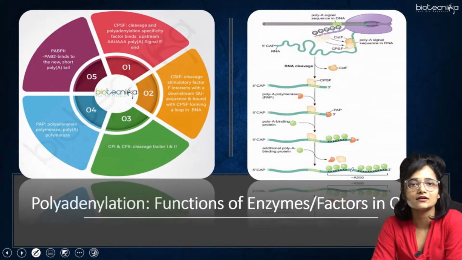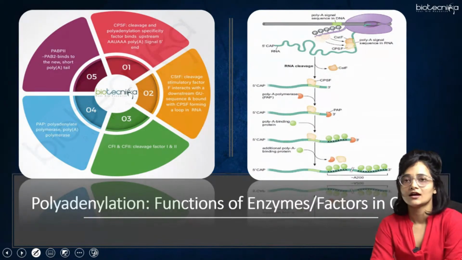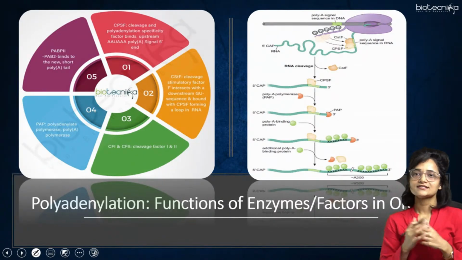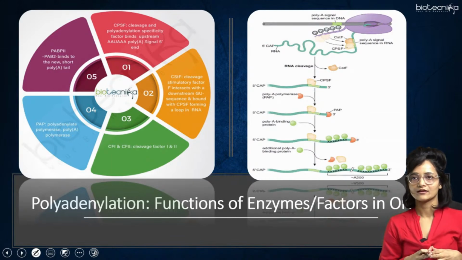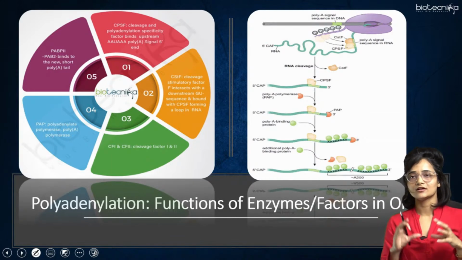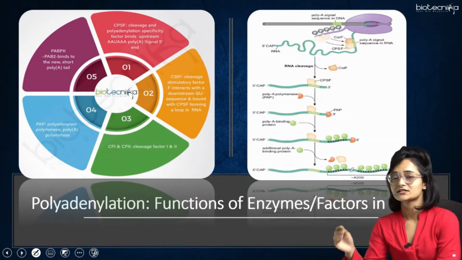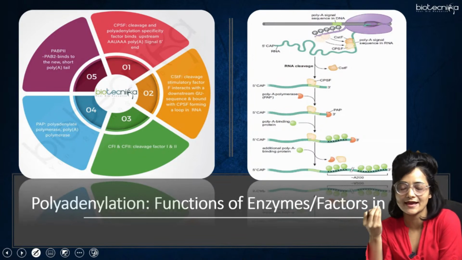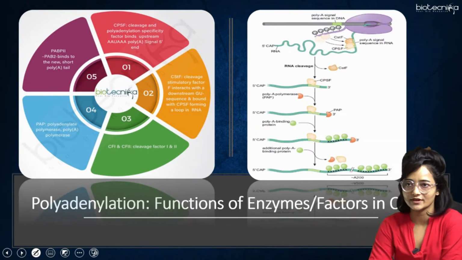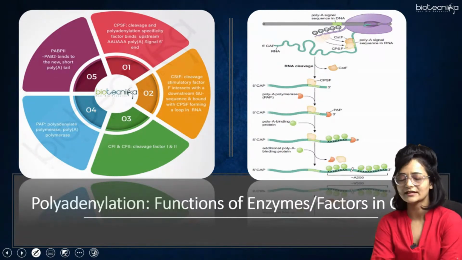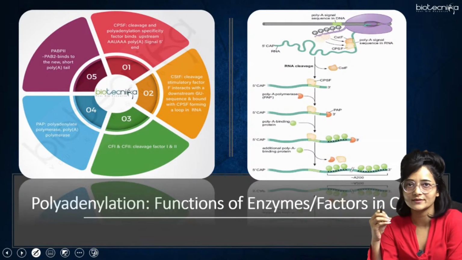Then coming to the other post-transcriptional modification, that is polyadenylation. In polyadenylation, this has the same activity as the 5' capping, right? It also protects the pre-mRNA and keeps the structure intact so that it is not cleaved by the exonuclease enzyme. So it protects the 3' end of the pre-mRNA. Here also you need to remember the order of the enzymes.